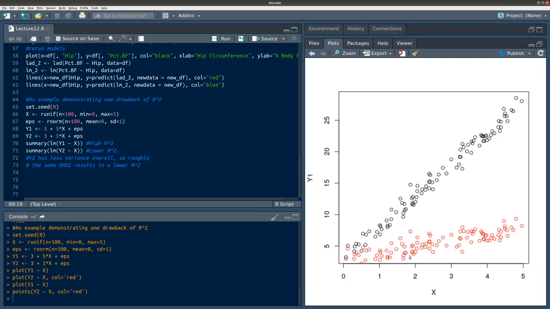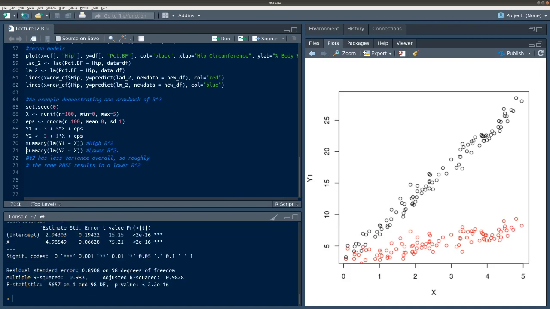And so we should think that, generally, because the noise in both of these models is the same, we should have similar R squareds, right? But unfortunately, we don't. If we fit a regression line from y1 onto x, we get an R squared of 0.983 for the first one. And we get an R squared for the second one, which is 0.692, right?